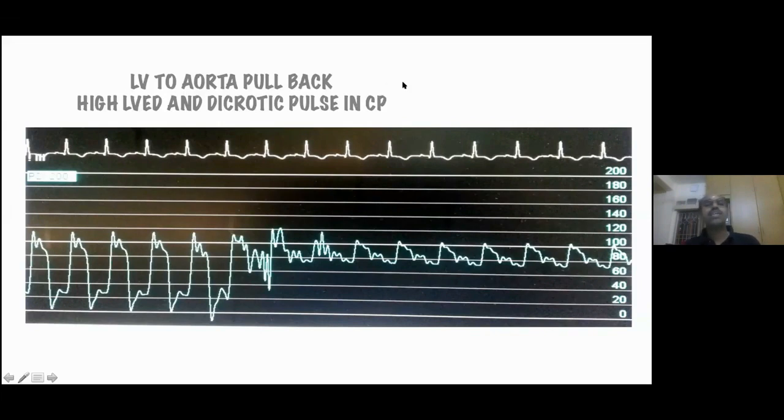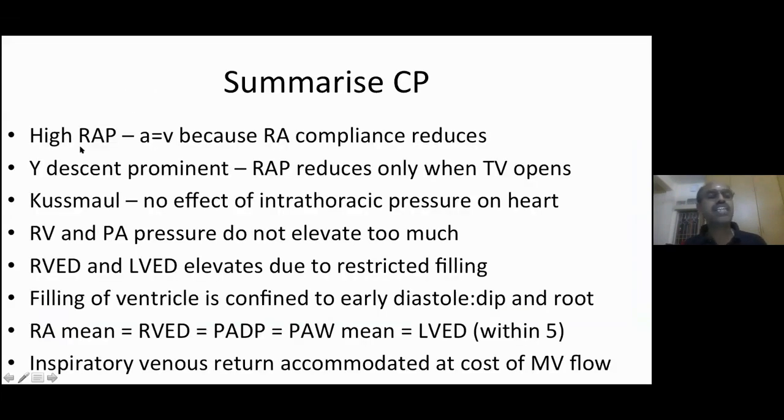So to summarize, constrictive pericarditis has high right atrial pressure caused by the restriction. A becomes equal to V because right atrial compliance reduces secondary to the entire pericardial compliance reduction. Y descent is prominent because RA pressure reduces only when the tricuspid valve opens. RA pressure is so high that it drops only when the tricuspid valve opens. So Y descents are very prominent. Friedrich sign. Kussmaul sign, there is no effect of intrathoracic pressure on the heart.